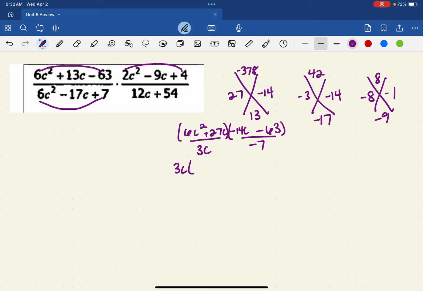6c squared divided by 3c is 2c. 27 divided by 3 is 9.